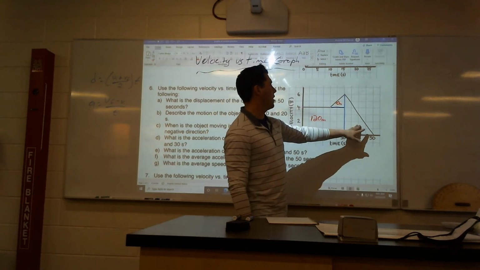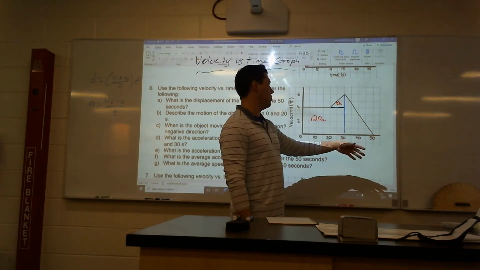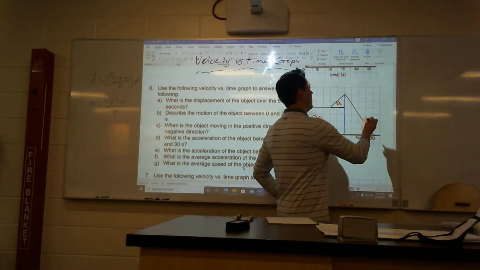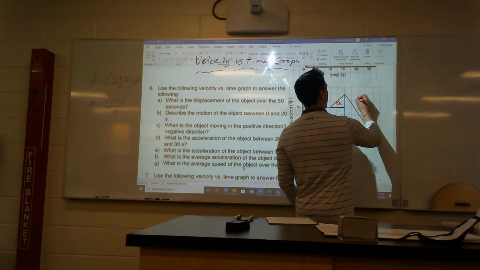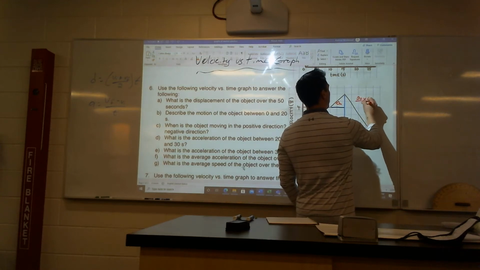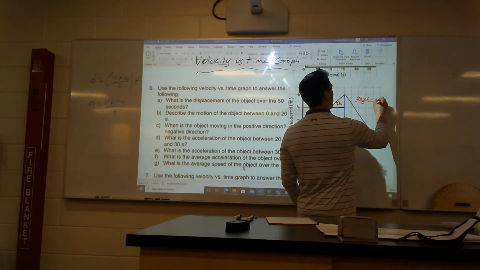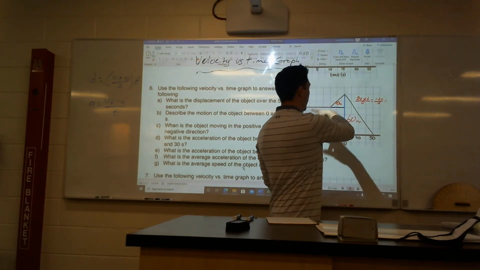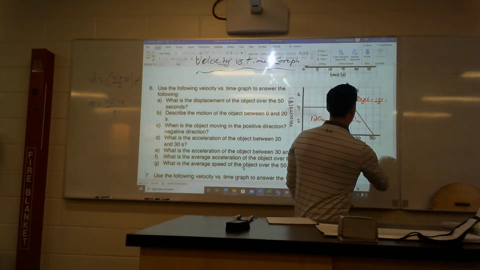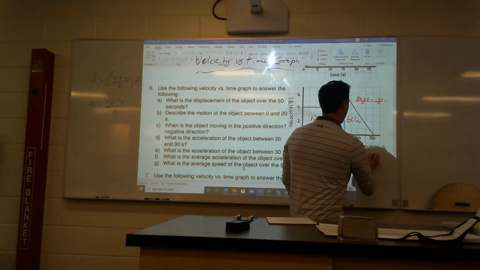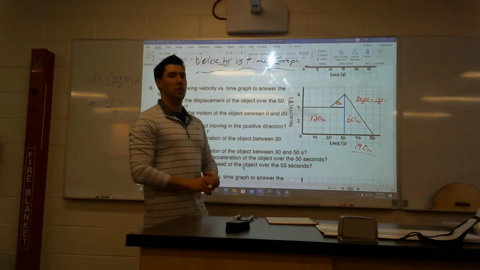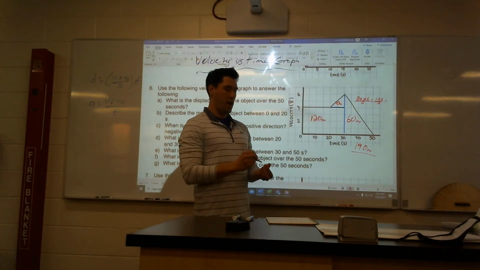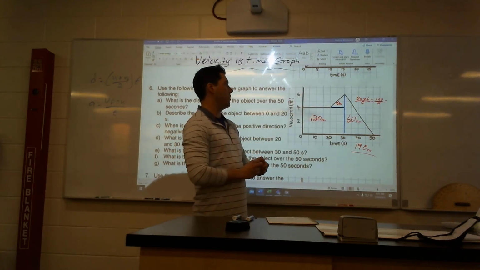Lastly, big triangle here, base times height divided by 2. My base is 20, my height is 6. So we go base times height, 20 times 6 divided by 2. I get 120 divided by 2, I get 60 meters. If I add all this up, I get 190 meters. Okay, so that is the way to do it as an area under the graph, and I think that's in the notes that I showed you. That is one way of doing it.